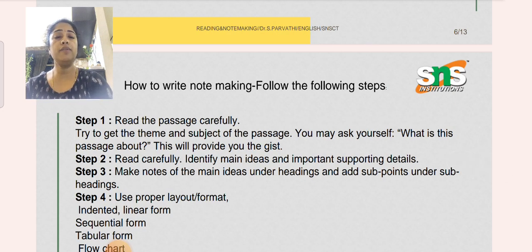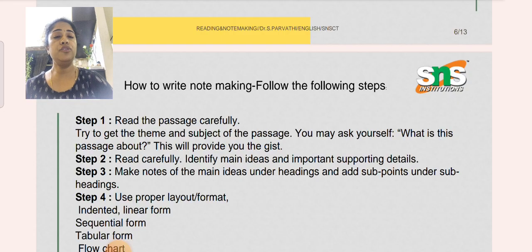Step one, you have to read the passage carefully and try to get the theme and subject of the passage, because when you read the paragraph you come to know the main title of the paragraph. Ask yourself what the passage is about, which will give you the gist, and where it starts. Use all the WH questions to get some ideas.